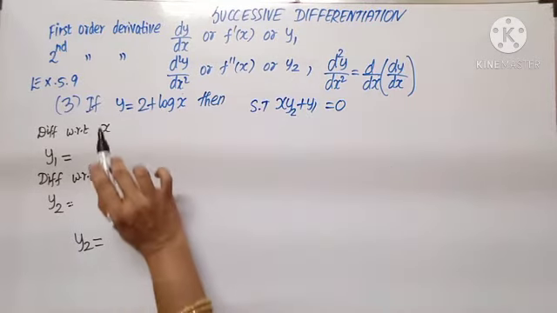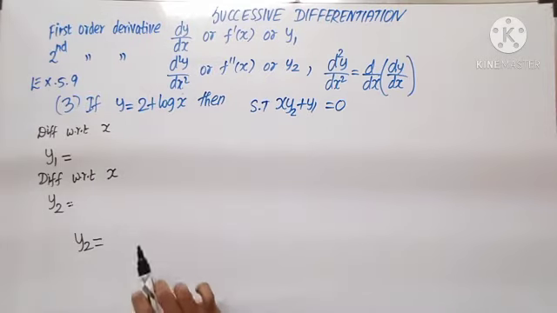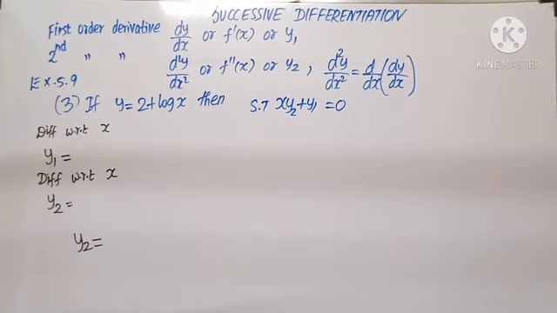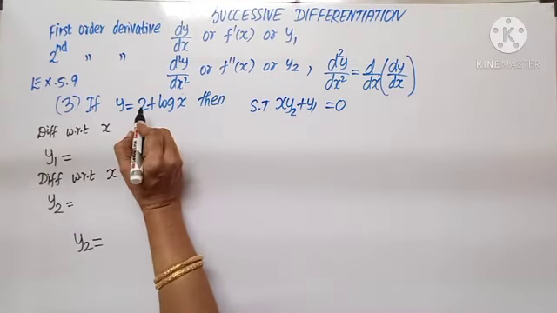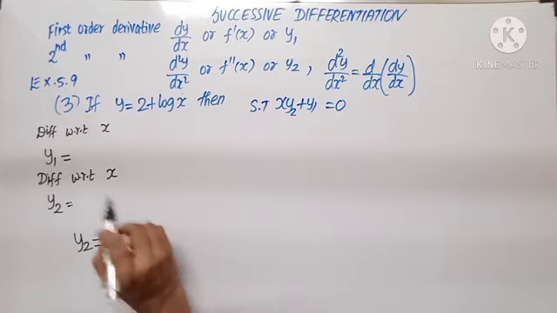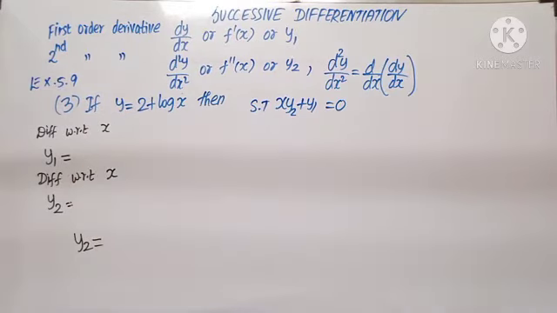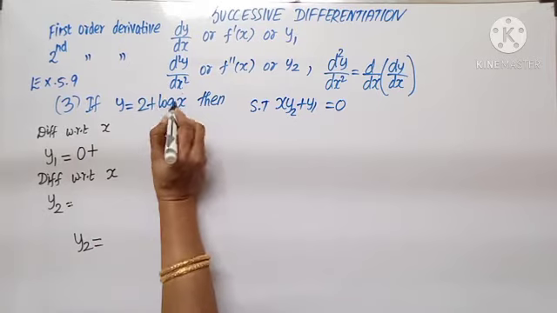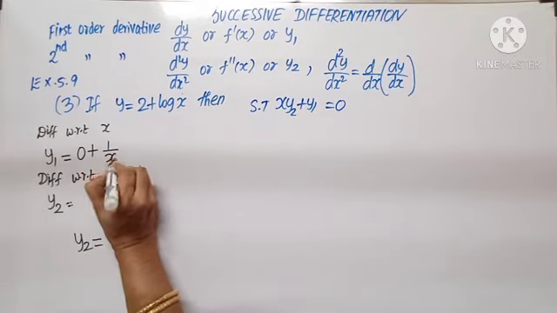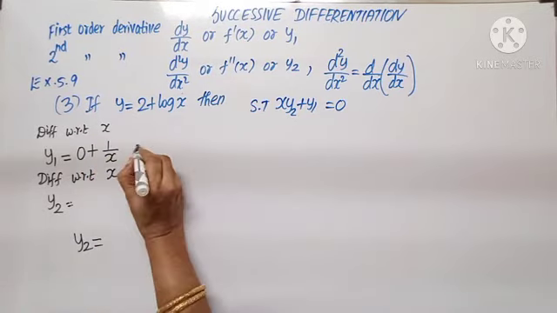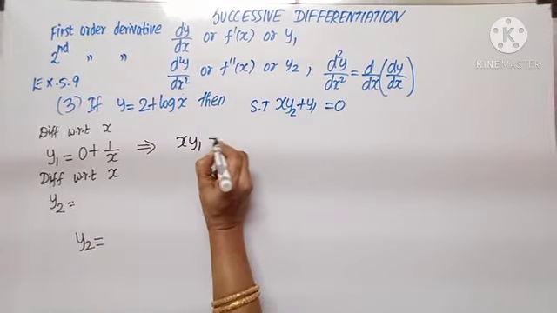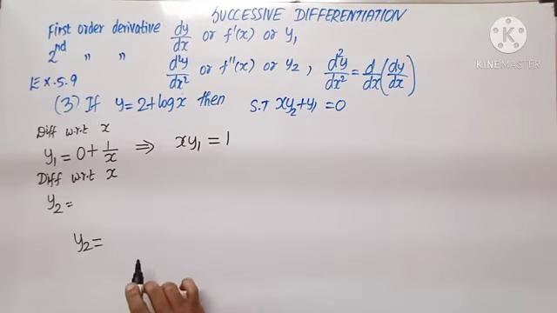Question number 3. If y equals 2 plus log x, then show that xy2 plus y1 equals 0. Given y equals 2 plus log x, differentiating with respect to x, y becomes y1. 2 constant will become 0 plus log x becomes 1 by x. Or I can cross multiply, x into y1 equals 1.